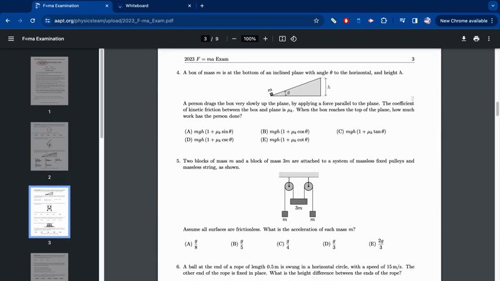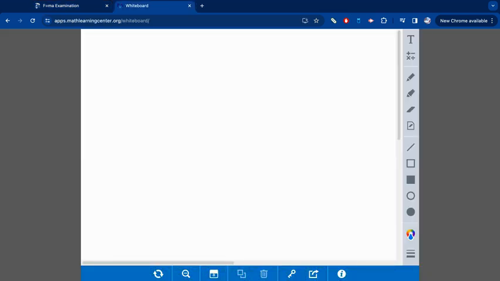Okay, so number 4, we have a box of mass m that's at the bottom of an inclined plane, angle theta to the horizontal and height h. So you have a person dragging the box up the plane, applying a force parallel to the plane. Coefficient of kinetic friction is mu k, and you want to find how much work the person has done.